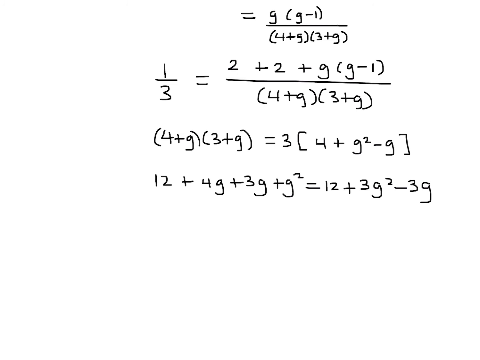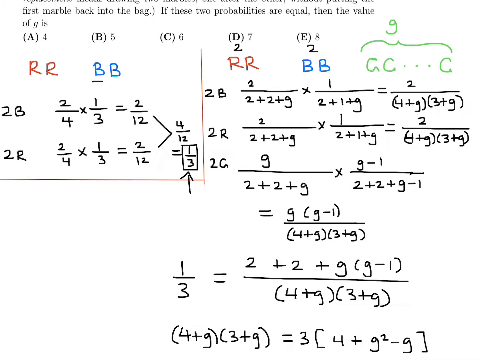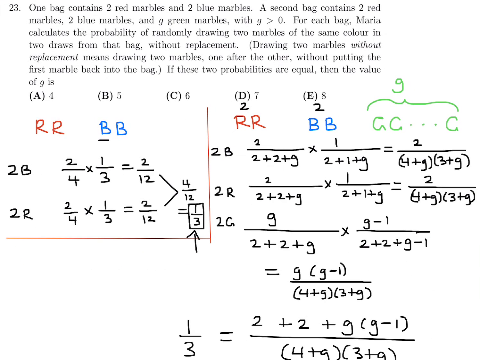The 12s cancel. Let's put everything on one side. 2G squared minus 3G minus 7G, so minus 10G equals 0. Factor out a 2G and give me G minus 5. And this tells me that G is equal to 0 or 5. The question told me that G is greater than 0, and therefore G must be equal to 5. So, number 23, the answer is 5, which is choice B.